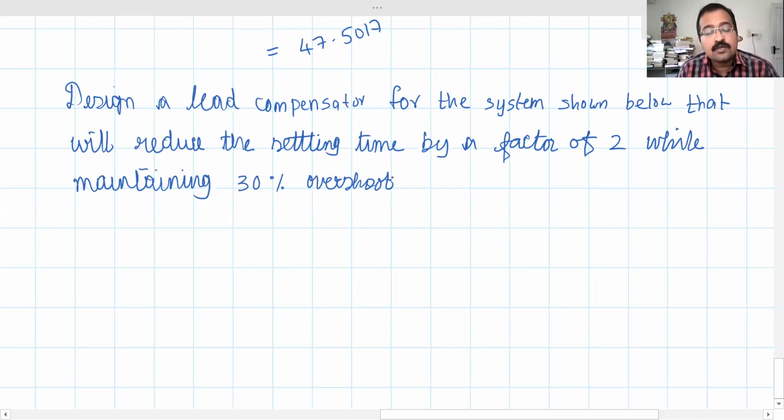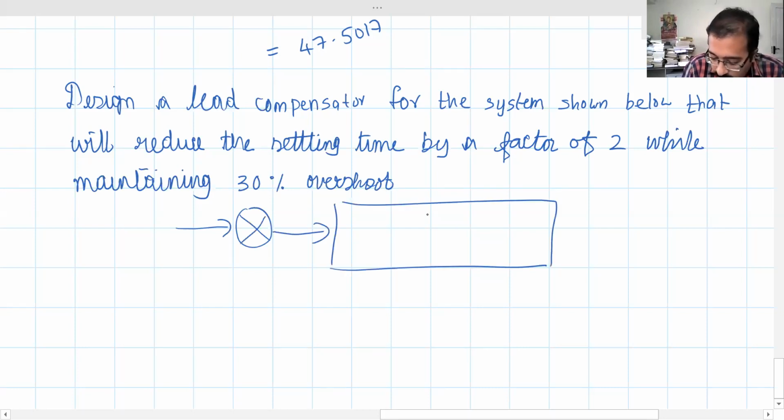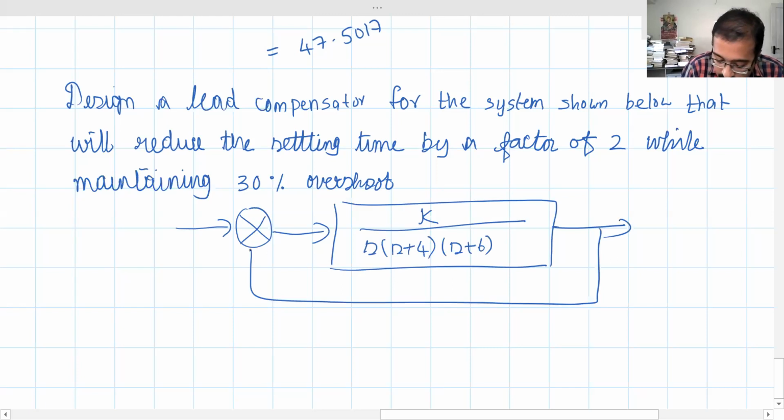Okay, so here also, using the root locus approach remains the same. This is the system given: K divided by S into S plus 4 into S plus 6, in a unity feedback loop. This is R of S, this is C of S. So this system has to be modified.